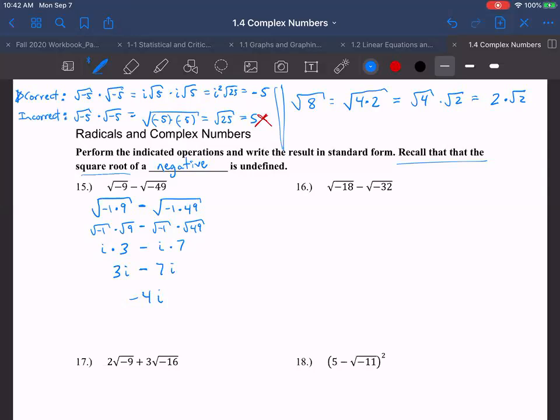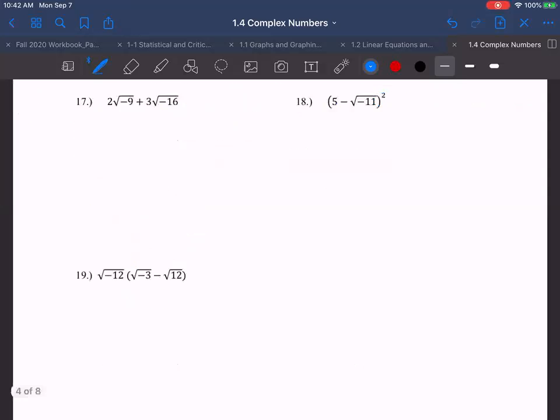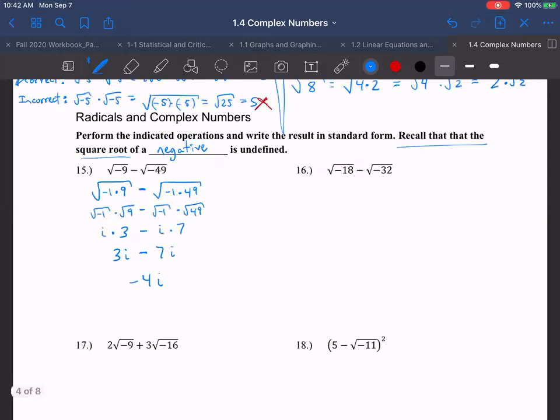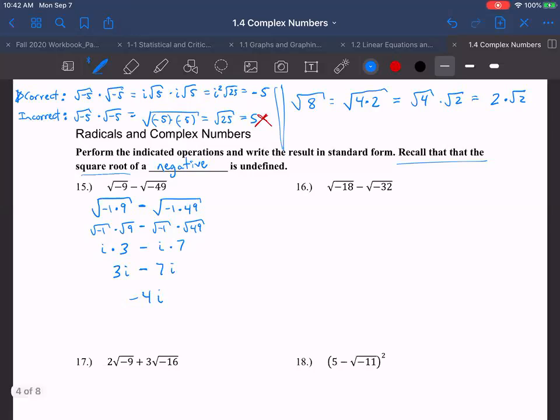So whenever you're doing these, you want to make sure that when you have a square root of a negative number, you pull that i out of it first before you move on to doing whatever it is you're going to do. So I'm going to do one more quick example, which is number 16, to show this to you. And then I'm going to let you work on these and on some of the practice problems.